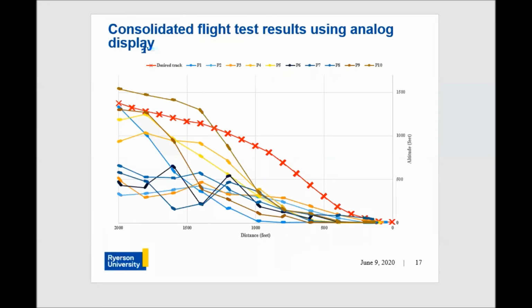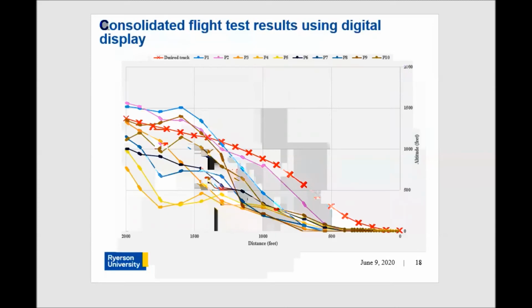And this graph shows the consolidated flight test results of all the participants using an analog display. And it can be clearly seen that the participants were not able to follow the desired track as requested, and there was a high range of deviation from the desired track. And this shows that participants had difficulty in following the desired track. Similar results were also obtained by participants using digital displays, where they had difficulty in following the desired track. But when compared to analog display, participants were able to follow the desired track close enough, in contrast to analog display.